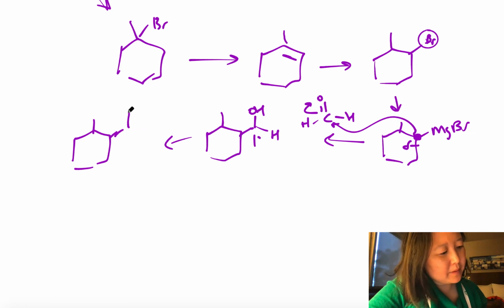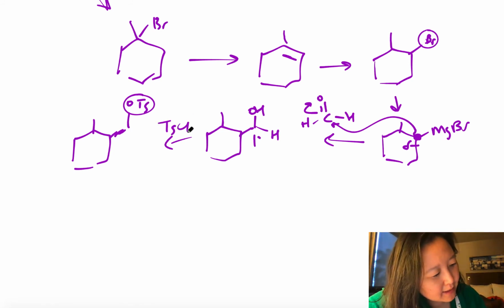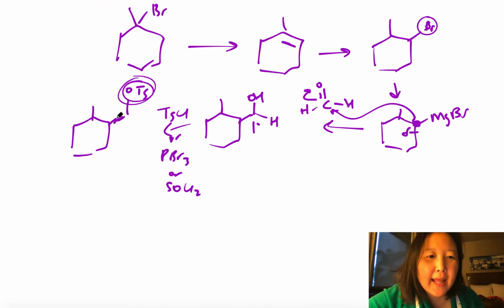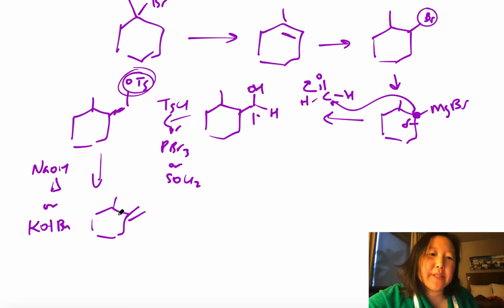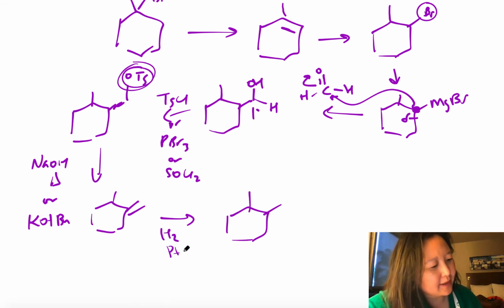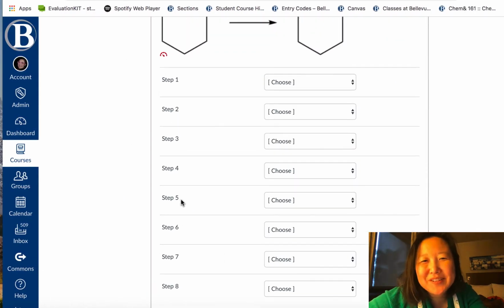So maybe I will make this either tosylate, or I could make it bromide, or I could make it chloride. So either TsCl or PBr3 or SOCl2. Just make it a good leaving group, tosylate, bromide, or chloride, and then eliminate it with a strong base and heat. There's only 1 alkene you can get, and once you get here, then all we have to do is hydrogenate it, and we have this. Okay, so really long. All right, but I think you got the idea of how to go about that, and that's why we have 8 steps for this one.